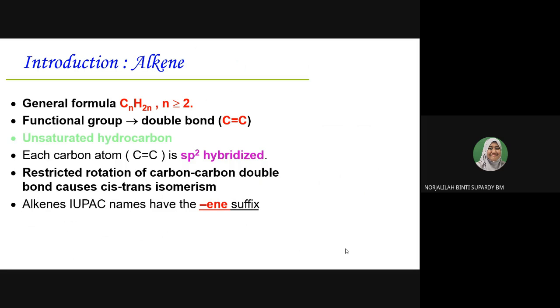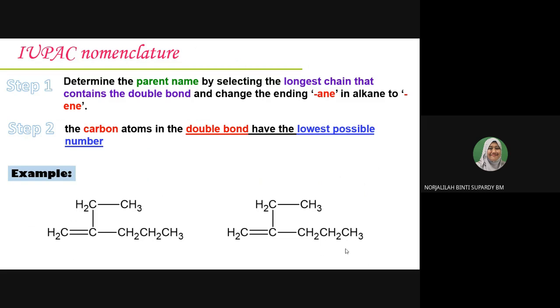The IUPAC names of alkenes will have the suffix ene. There are a few steps to come up with the IUPAC nomenclature of the alkene. As usual, step 1, you should determine the parent chain with the longest chain that contains the double bond. So first you need to find the longest chain, and the longest chain must include the carbon-carbon double bond.